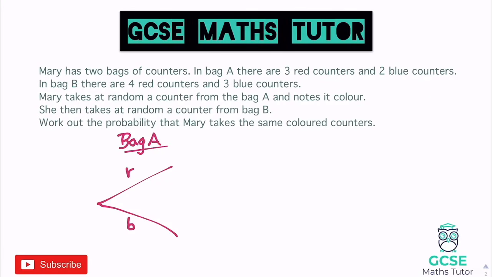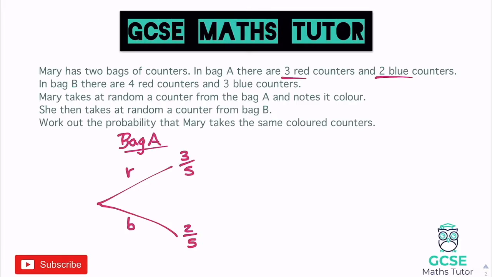So for red, there are 3 reds and there are 2 blues. That's out of 5 in total. So for red it's 3 out of 5. And for blue, again, it's 2 out of 5, remembering obviously that those numerators have to add up to 5 in this scenario if you weren't given the information. So that's our pick out of bag A, and then we've got to have a look at bag B.